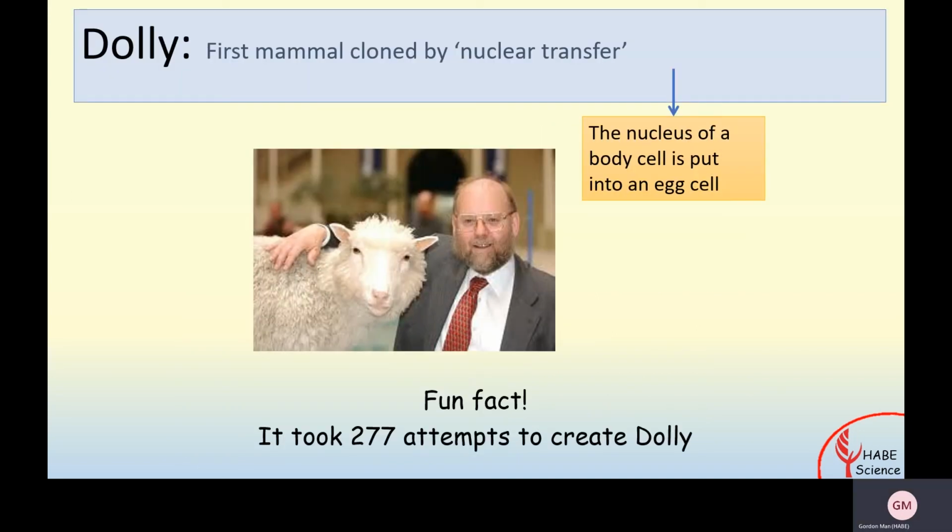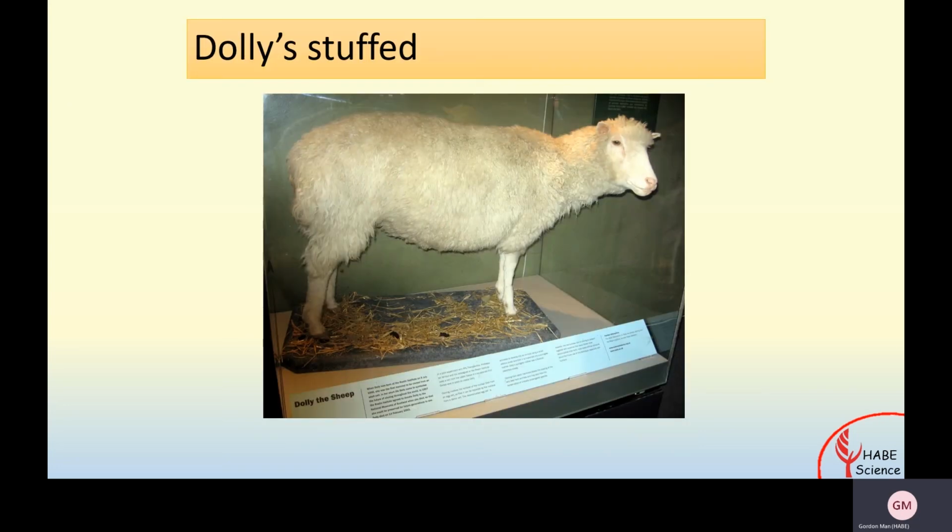Now, Dolly may be the first mammal cloned by somatic cell nuclear transfer, but it wasn't easy. It took 277 attempts to do this. And we still have Dolly, the clone, in a museum. Although Dolly died prematurely due to arthritis, we don't know if clones suffer from any health problems.